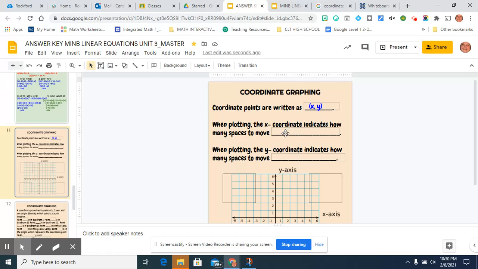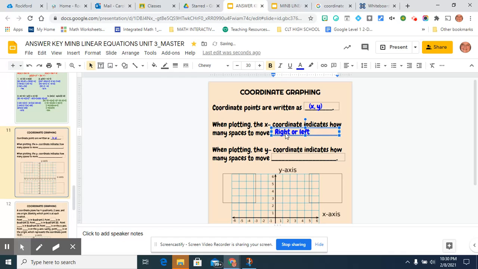So when plotting, the X coordinate indicates how many spaces to move right or left, right? So if it's a right move, it's usually because it's a positive number. And if it's left, that's because it's typically a negative number. When plotting, the y coordinate indicates how many spaces to move up if it's a positive number, or down if it is a negative number. Okay, so right, left for the x coordinate, up, down for the y coordinate.